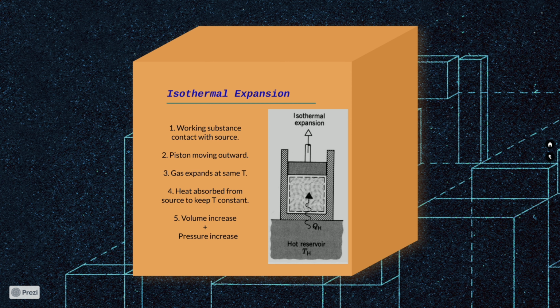In this process, the ideal gas in the system absorbs heat from a heat source at a high temperature T. It expands and does work on the surroundings. First, the working substance contacts the source. The working substance in the engine touches the hot reservoir, and then the piston starts to move outward because the gas expands at the same temperature. Because the heat is absorbed from the hot reservoir, to keep T constant, the volume increases and the pressure decreases while the temperature is kept constant at TH.